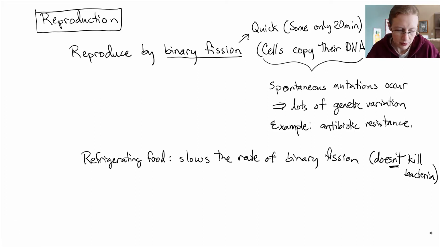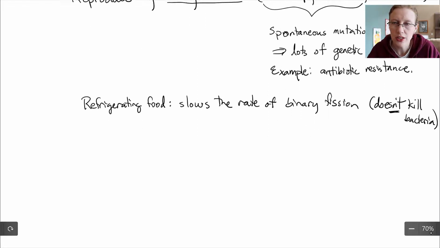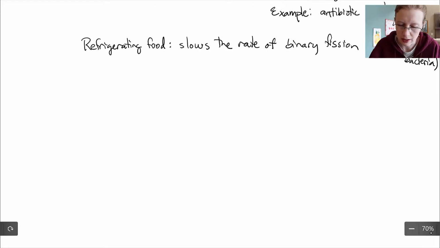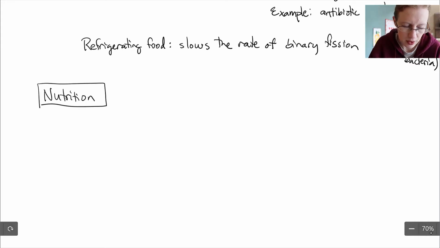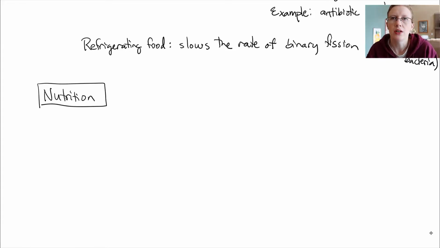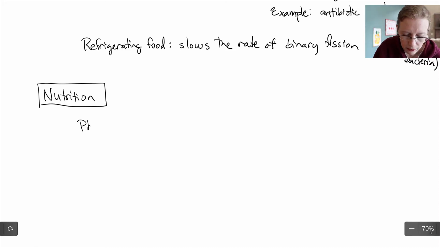Okay, all right, so let's talk about nutrition for prokaryotic cells. What do they need in order to survive? Nutrition. Some bacterial cells are capable of photosynthesizing. So some are photosynthetic, similar to plants. Photosynthesis is possible for some.